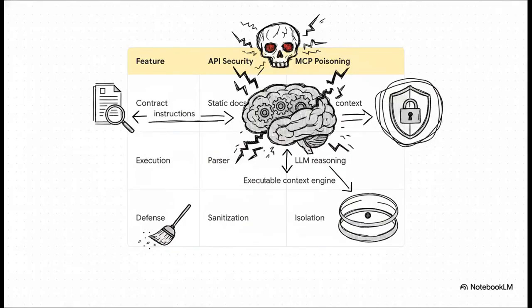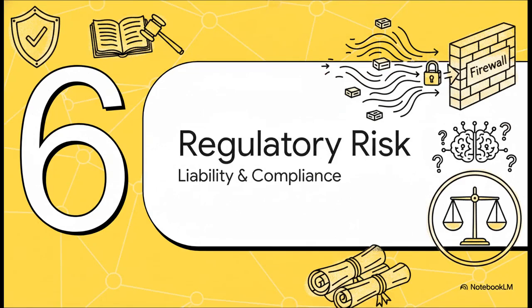If you take a look at the execution location row here, it really highlights why legacy API defenses fail completely against this. Traditional security sanitizes inputs down at the parser level, right? But MCP tool poisoning? That happens right inside the LLM reasoning engine itself. Malicious instructions are masquerading as benign metadata, bypassing your web application firewall entirely and executing right at the brain of the operation.